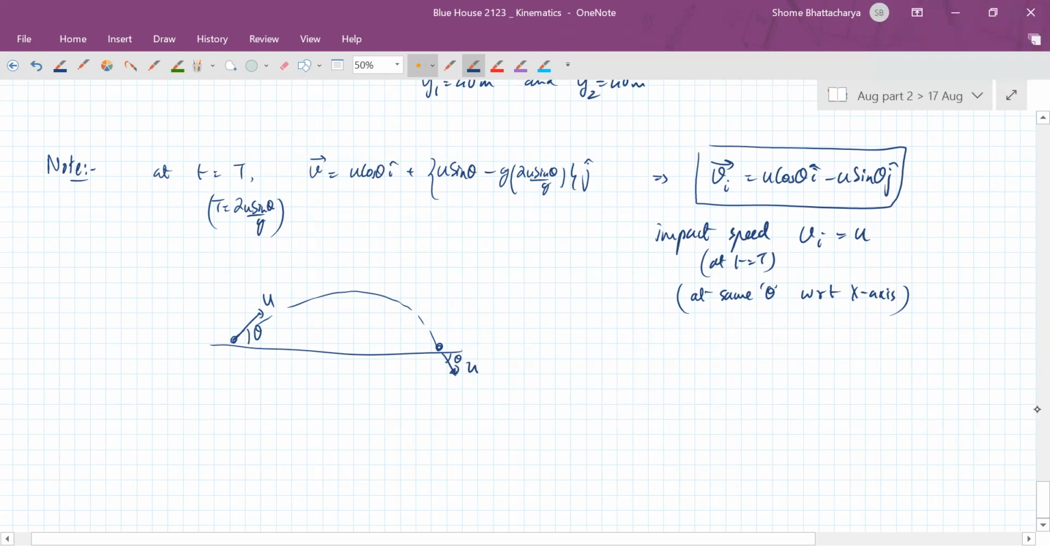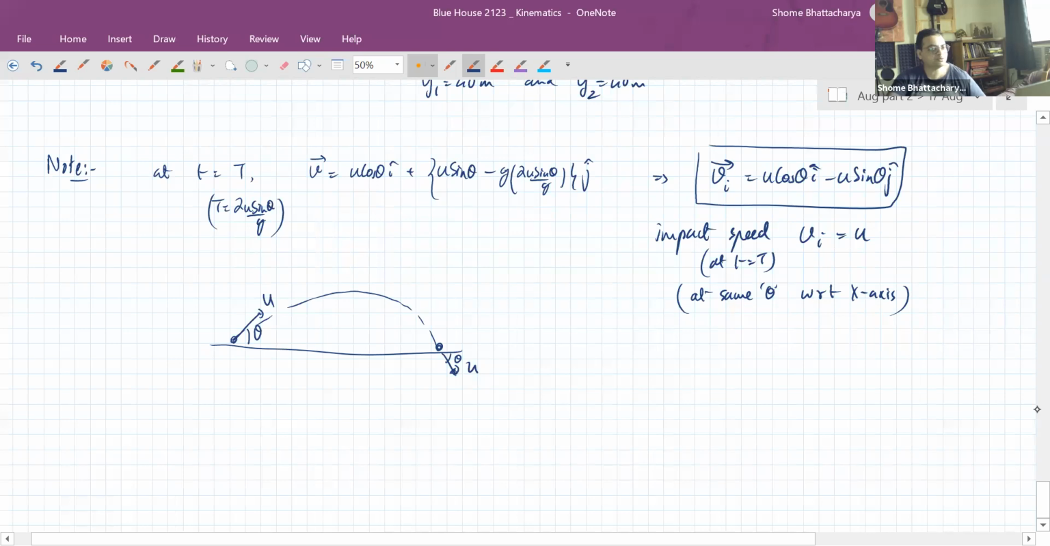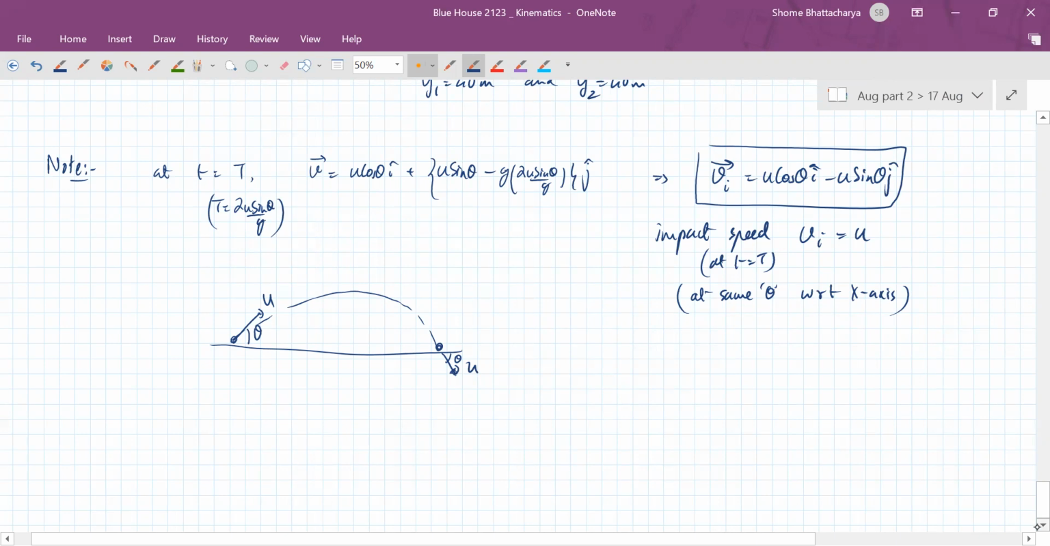So that is the case. We have different cases, like projection from a heighted point, just like we had seen vertical motion from a heighted point. Then we can have a situation where you're even projecting from an inclined plane or from a staircase. So all these will become variations of this. But when we generally say projectile motion, the standard case is this one. Yes, sir. Okay, sir.